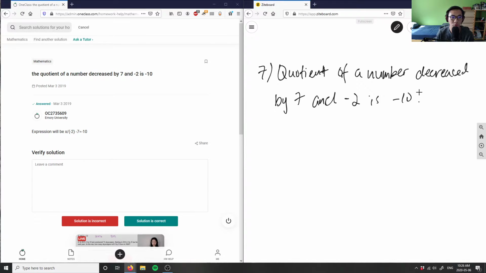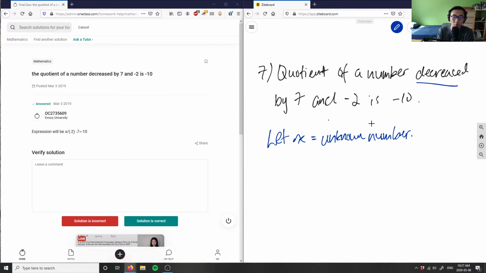So when we talk about quotient here, it's something divided by something, right? So that's the definition of quotient. I can say let the number here be x, right? So I obviously have a variable here. So let x be the unknown number. And then I can say here it's being decreased by 7 and -2, right? So you can also say that it's being decreased by -9, right? Because it's being decreased here by both these numbers. So I can simplify this expression and say it's being decreased by simply just -9.